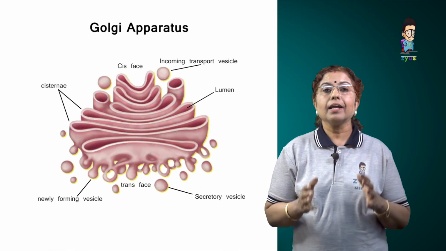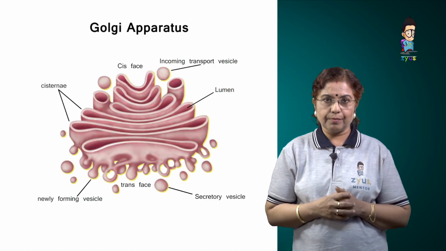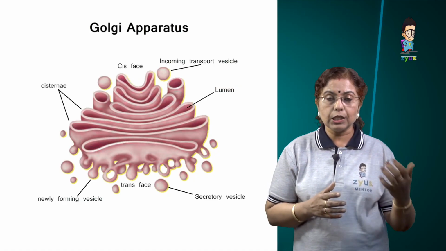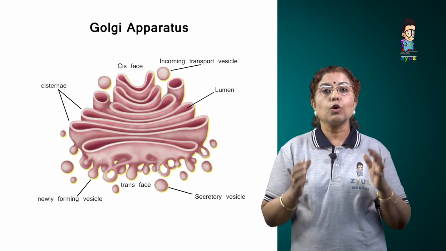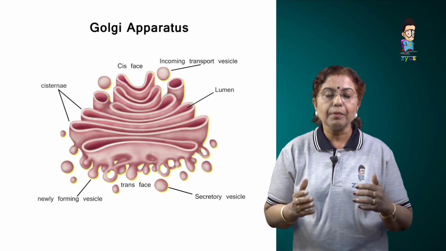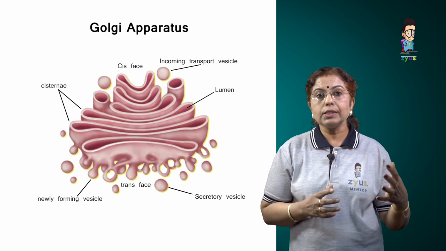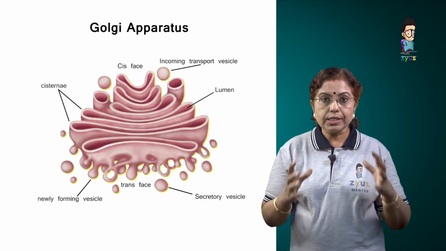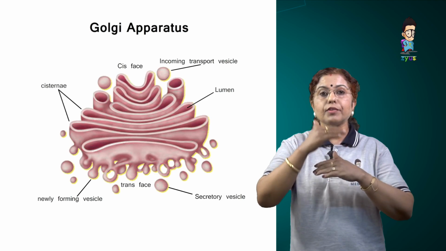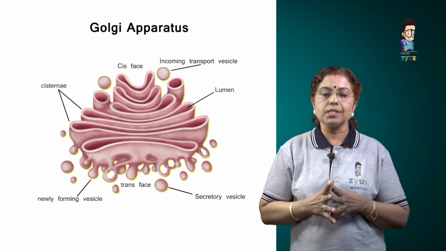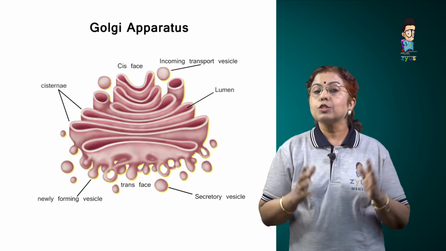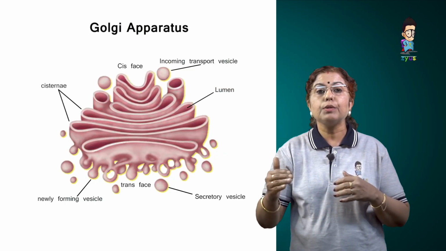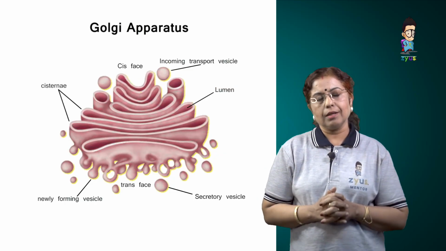In the year 1898, an Italian scientist, Camillo Golgi, observed the Golgi apparatus or Golgi complex for the first time in the cell. The Golgi apparatus is made of membrane-bound vesicles arranged one after another in a stack called cisternae. Sometimes the Golgi apparatus is a continuous structure with the endoplasmic reticulum.